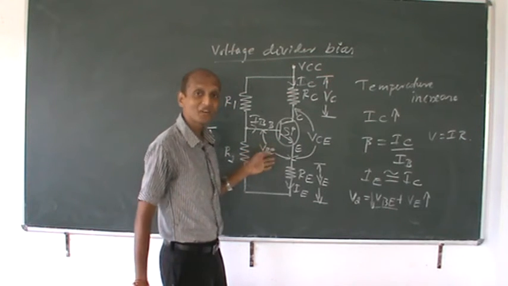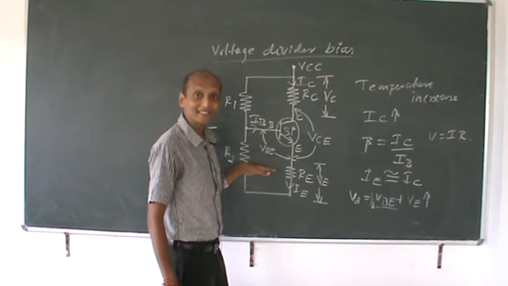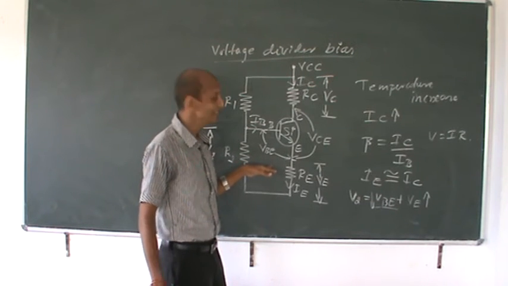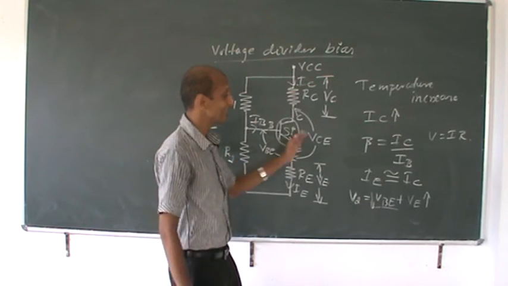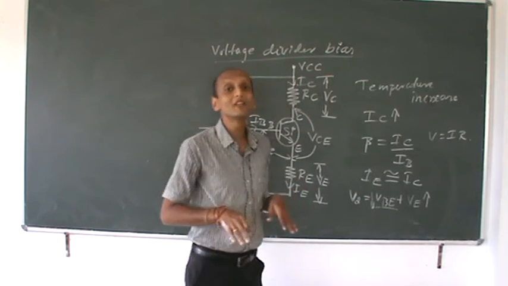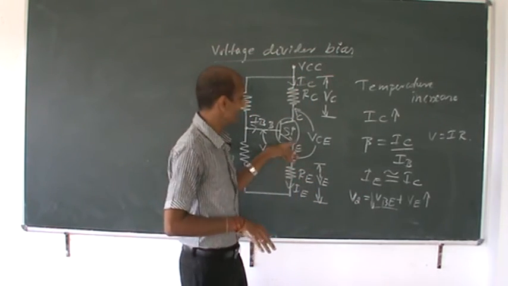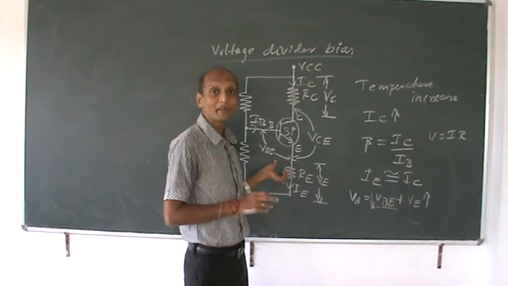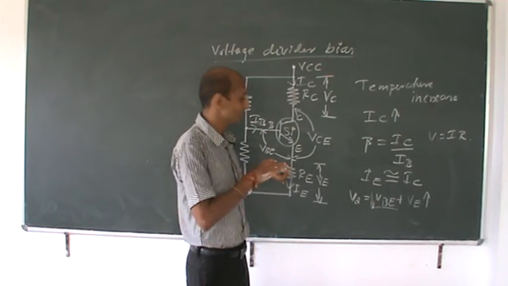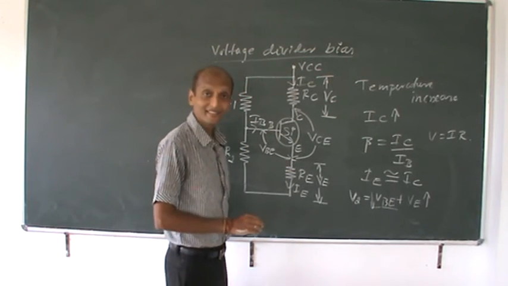So this is how we can say it. The total stability comes into picture, and this is how we have the operating point remaining at a constant value.